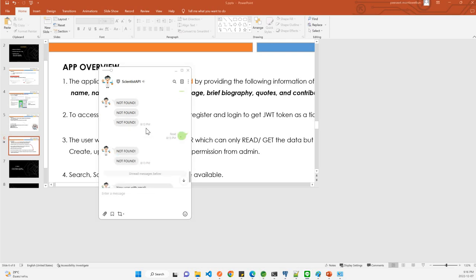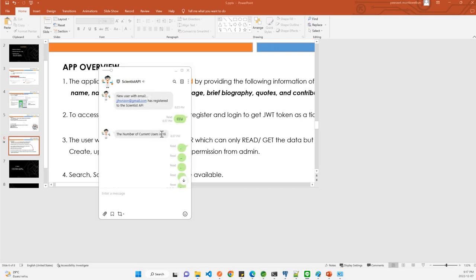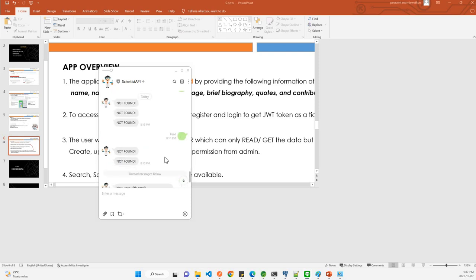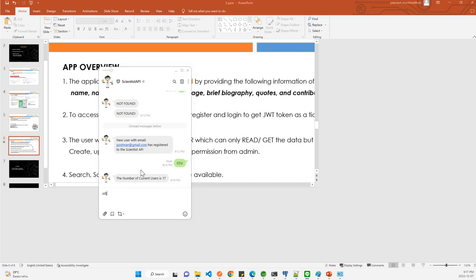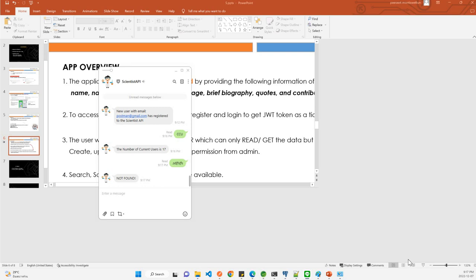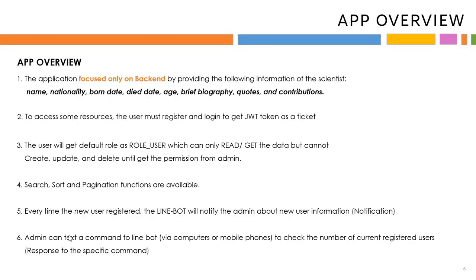Like this. So you will see that at first we get the number of current users, 16. Then I add the Postman user, then the number of current users right now is 17, like this. But if I use a different command like this, the LINE bot will say not found. Okay, so this is the last part of the LINE bot utilization, to respond to a specific command. Okay, so I think the LINE bot implementation will be very useful.